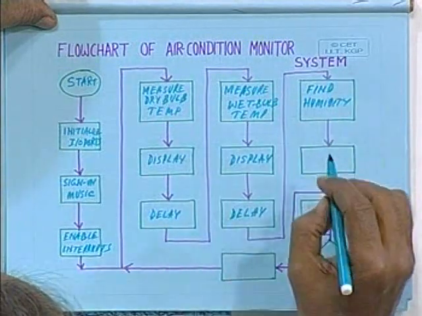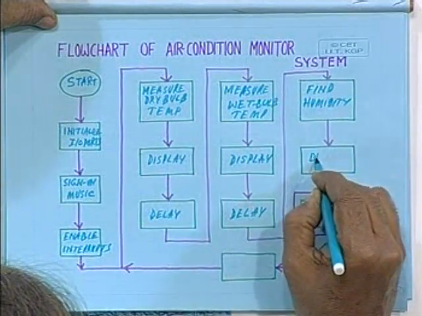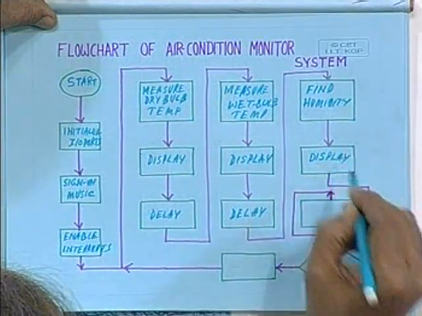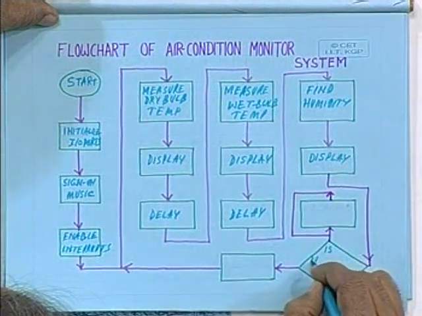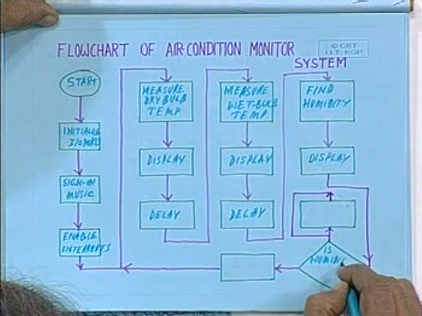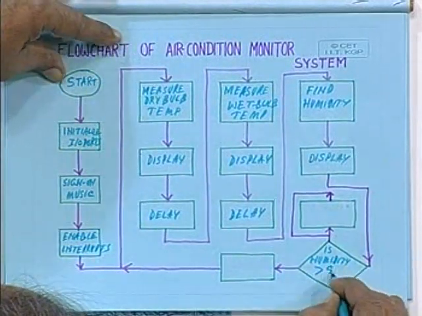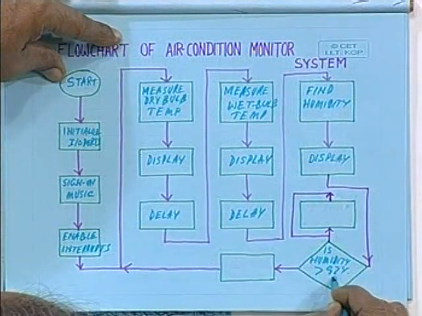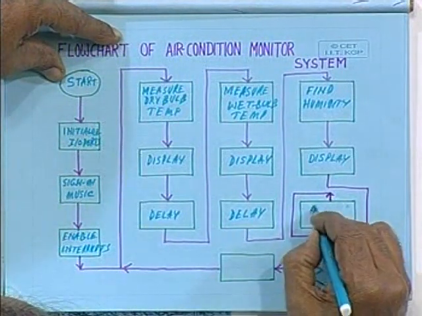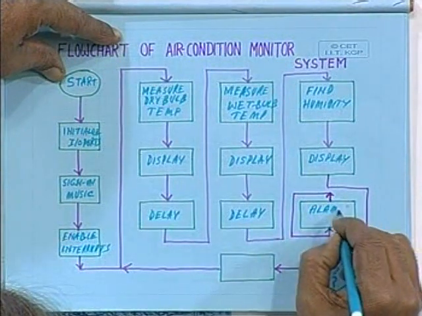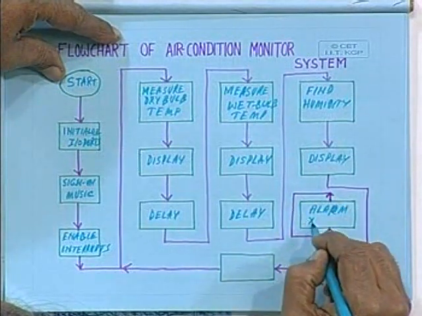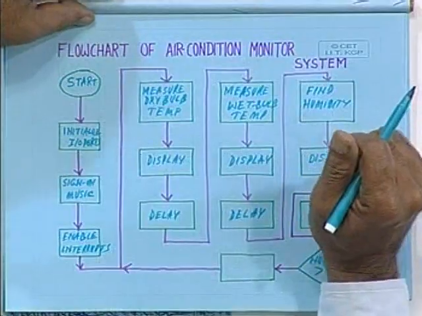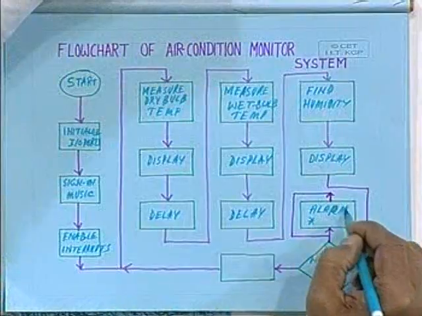And after the humidity is found out, again it will display the humidity. Now, you have to check whether the humidity level is within the range. If the humidity is greater than 97%, an alarm is generated, and it comes out of the alarm only by reset. So there is a reset input which will bring the system out of the alarm condition.